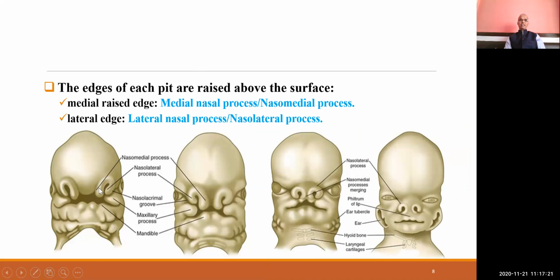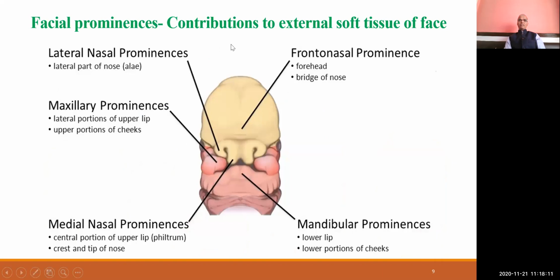The medial raised part is called the medial nasal process or nasomedial process, whereas the lateral is called the lateral nasal process or nasolateral process. These are the lateral nasal process, medial nasal process, maxillary process, and mandibular process, which gives the mandible. This is the philtrum of the upper lip, developed from the medial nasal process, and these are the various parts which develop from these processes. The facial prominences give the external part of the soft tissue of the face.